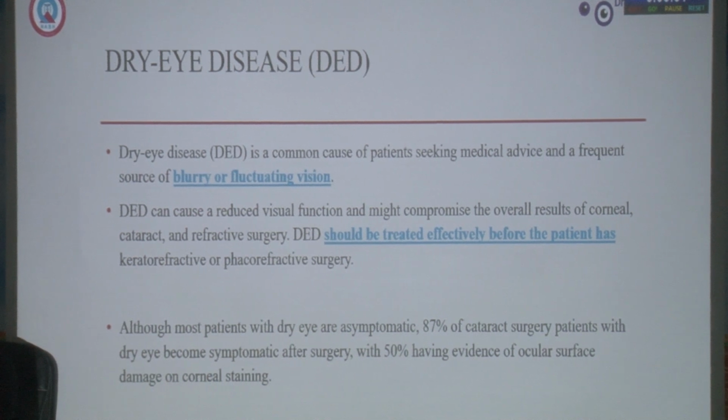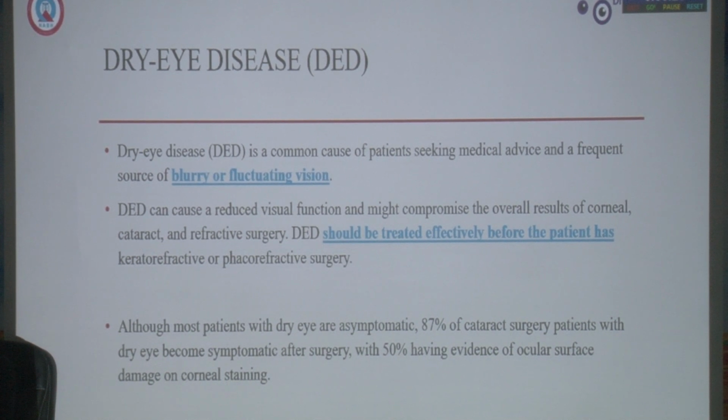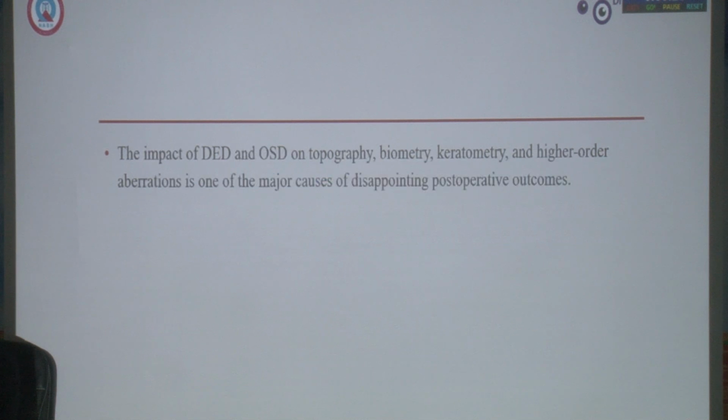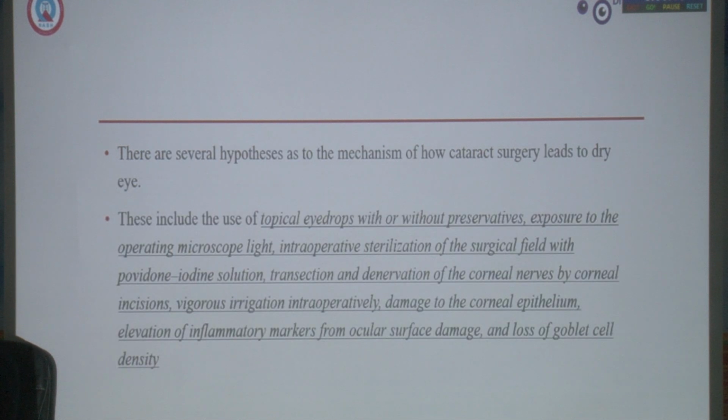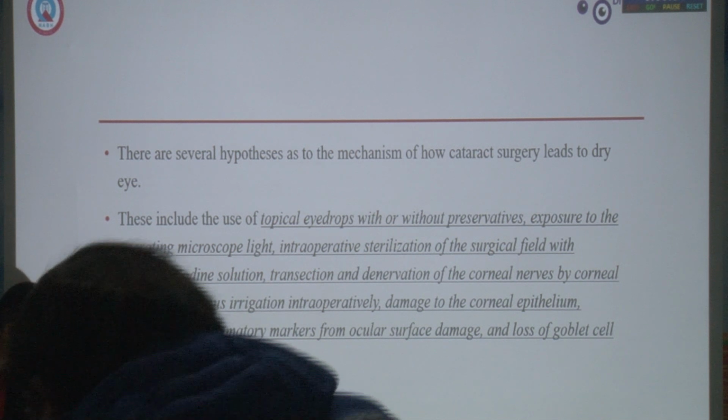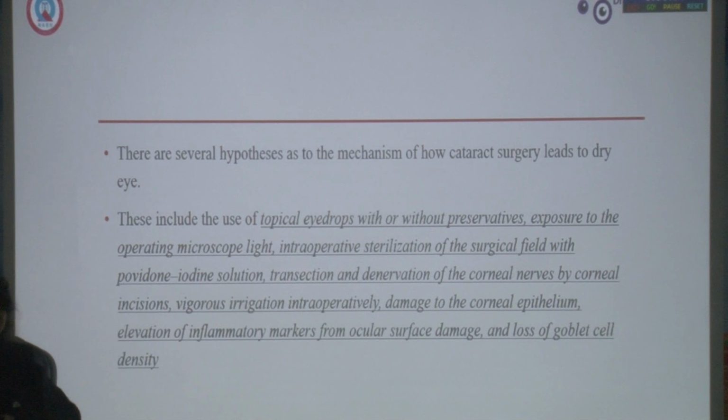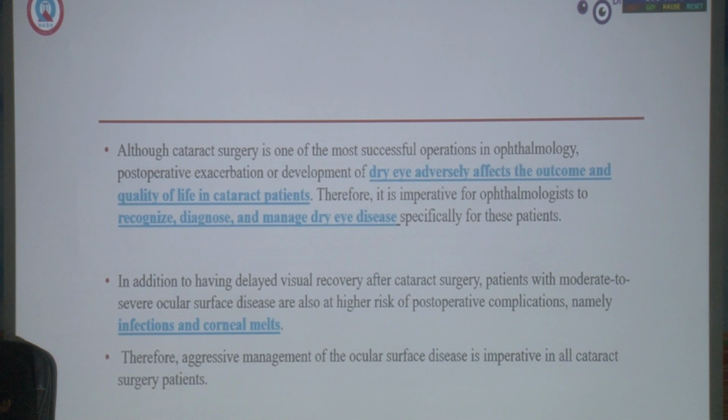Although most patients with dry eye may be asymptomatic, 87% of cataract surgery patients become symptomatic after the surgery. Dry eye disease or OSD affects the topography, biometry, keratometry, and higher order aberrations, and it causes disappointment in the postoperative outcome. Even cataract surgery itself causes dry eye via various mechanisms like the use of topical eye drops with or without preservative, phototoxicity, intraoperative sterilization with povidone iodine solution, transection or denervation of the nerves, increase in the inflammatory markers, and the loss of goblet cell density. So dry eye adversely affects the outcome.